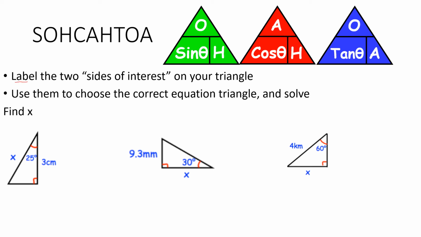The first step if we want to do this is to label the two sides of interest, and by sides of interest I mean that they've got a letter or they've got a number on them. If they're not labeled at all, we don't care about them. Let's do that first, and then let's come back to this second note.